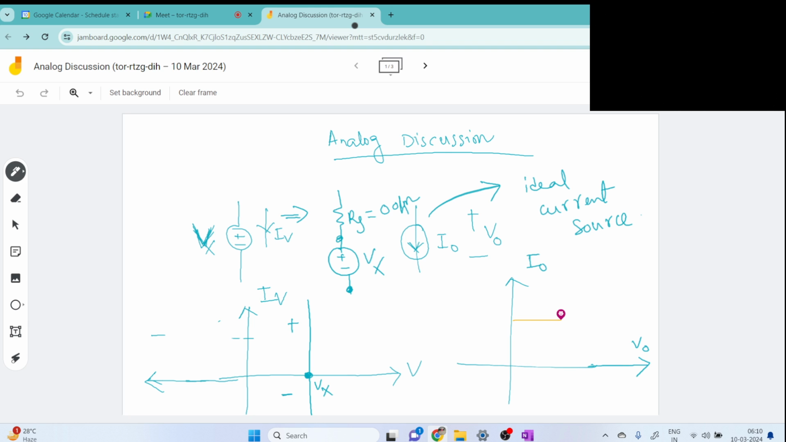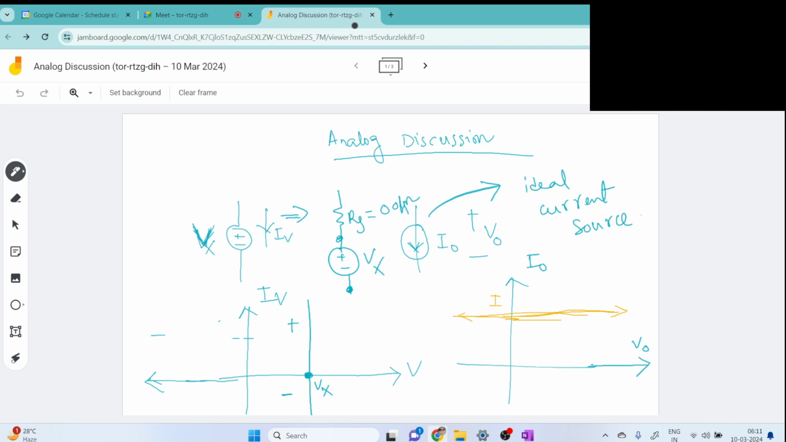If it is an ideal current source, then the current should be the same in all cases, right? The voltage may be anything, from minus infinity to plus infinity, but the current remains the same. So I think it is like this. And if we model the current source with a resistance, what will it be?